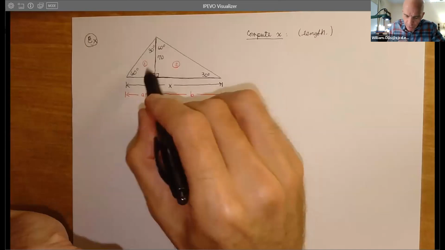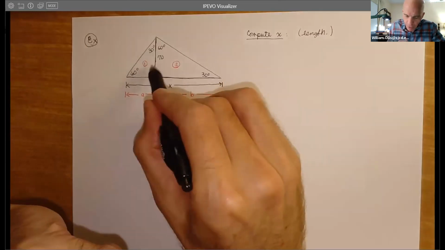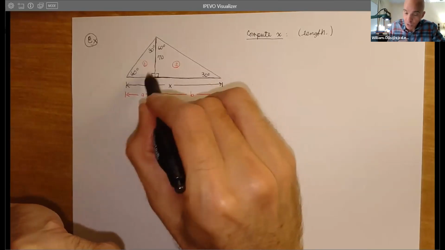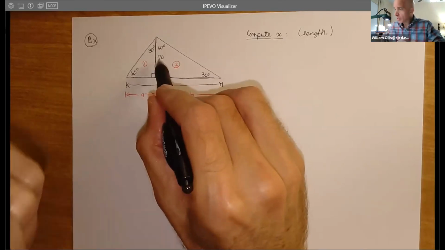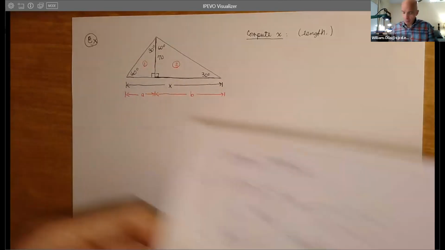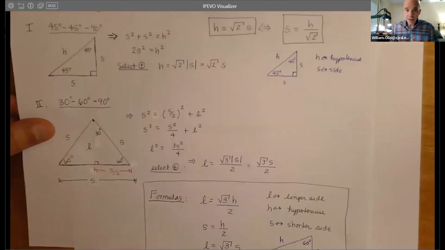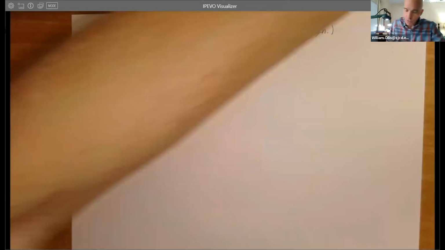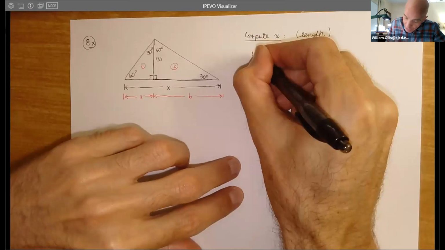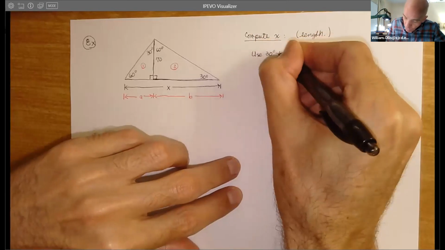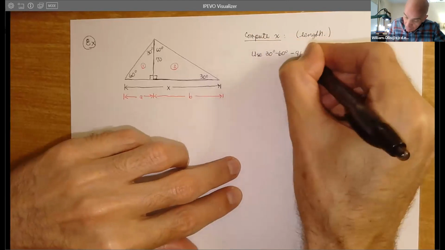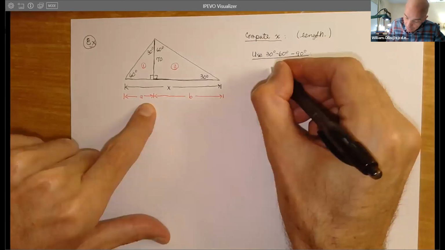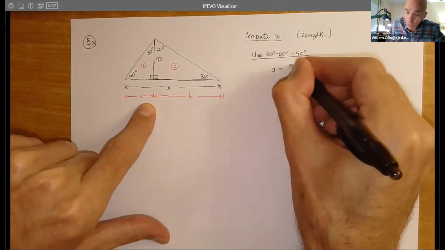So now when you look at this and you say, okay, well, this is a 30, 60, 90 triangle, and here's the shorter side, and there's the longer side. Now, when we look here, the shorter side is just the longer side divided by the square root of 3. So we can use this formula. So use 30, 60, 90. We'll do it 2 ways. So by 30, 60, 90, we see that A will be 70 over the square root of 3.